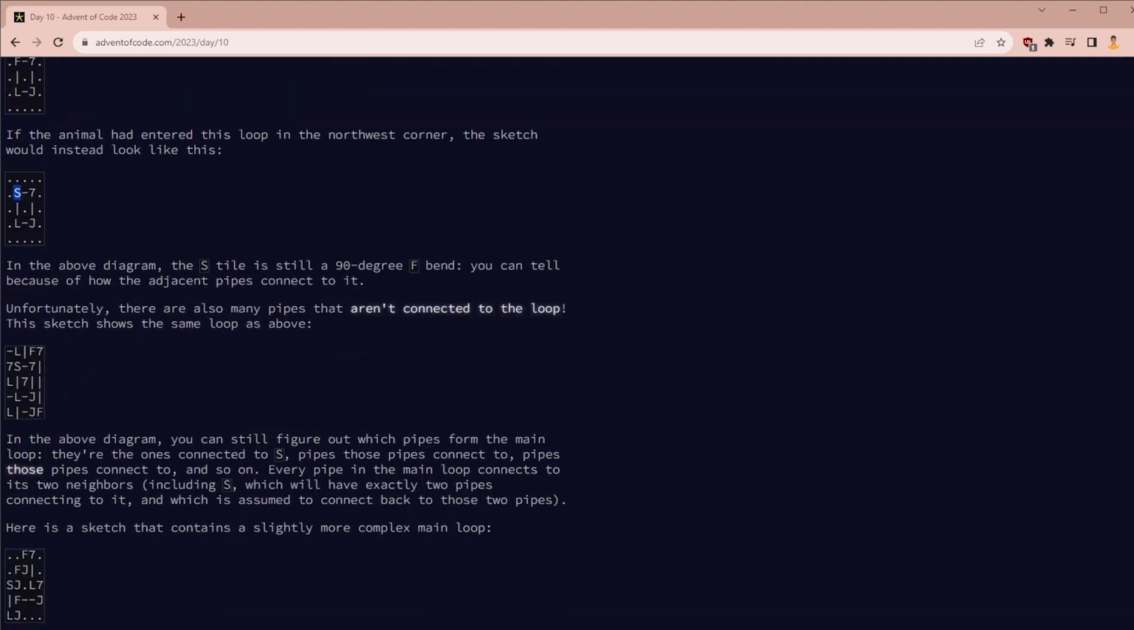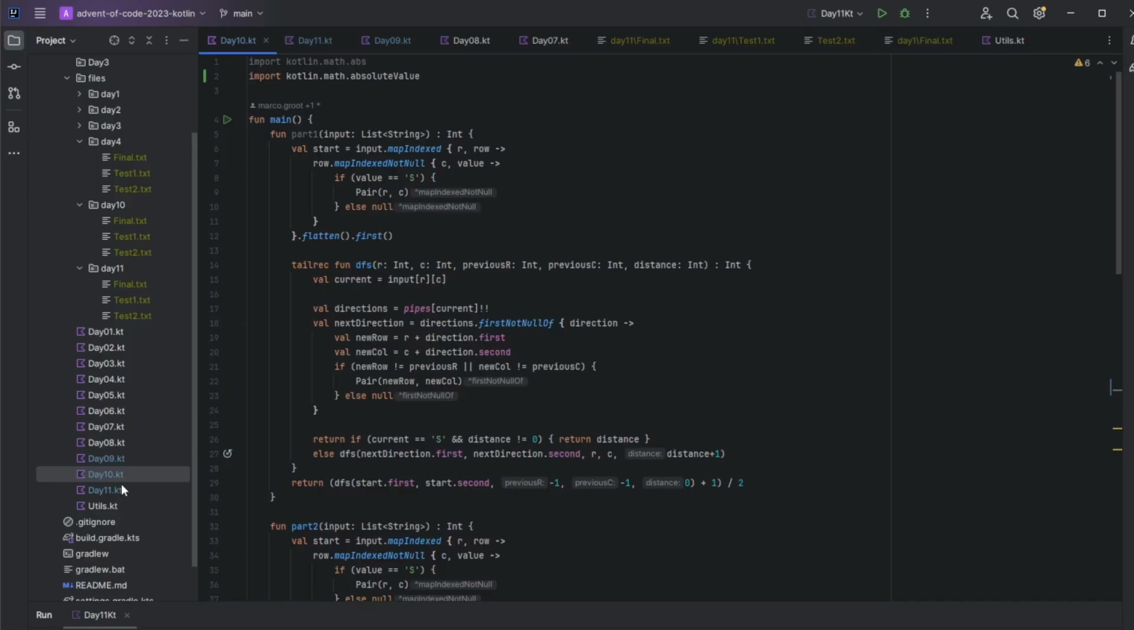Part 1 is to find the furthest point away from the starting point in the starting pipe loop, if that makes sense. So you're at the starting point, there's a loop that's connected to it, and you want to find the furthest point away from the starting point in the loop. Let's look at it, day 10. As you can tell, it's a graph traversal question.